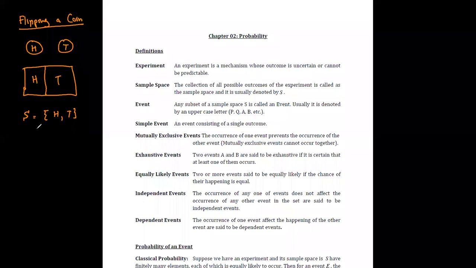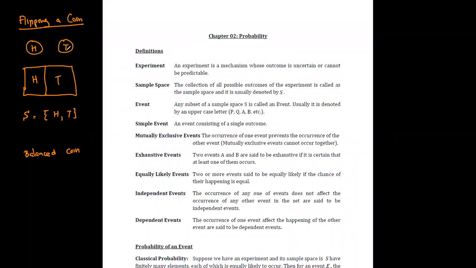Consider the same experiment, flipping a coin. Suppose you have a balanced coin. If you observe this coin, there are two sides and each side has an equal chance. Since it is a balanced coin, we have an equal chance of getting head and an equal chance of getting tail. Therefore, consider event A as getting head and event B as getting tail.